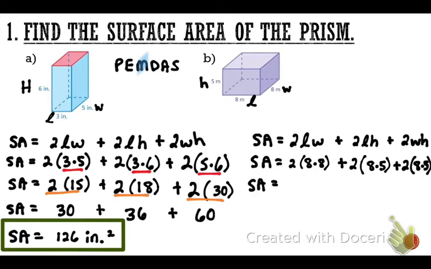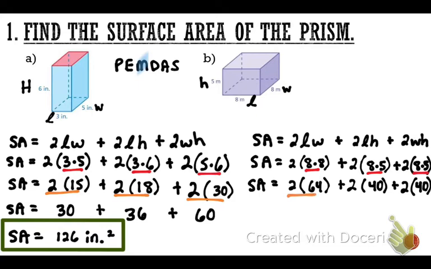All right, first things first, we are going to focus on our parentheses and the work that we have inside of those parentheses. 2 times, guys, what's 8 times 8? 64. Plus, we have 2 of these. What is 8 times 5? 40. Plus, we have 2 of these. What's 8 times 5 again? 40. Also 40.